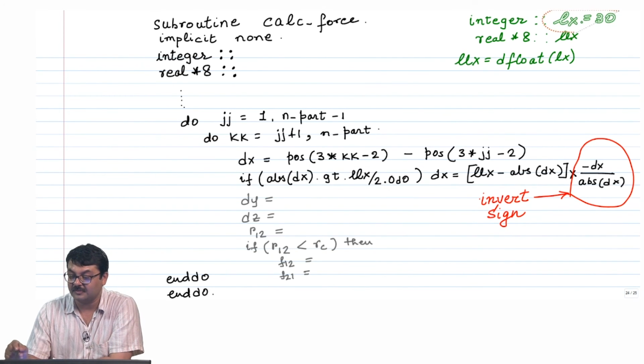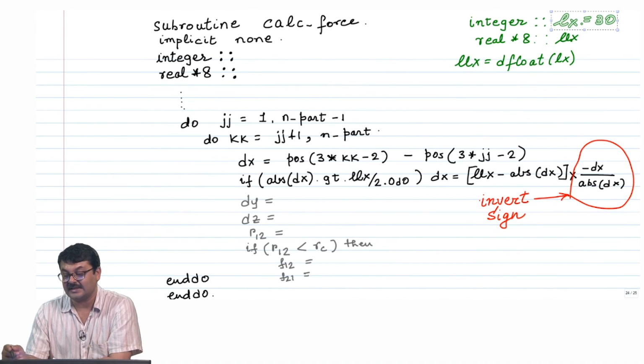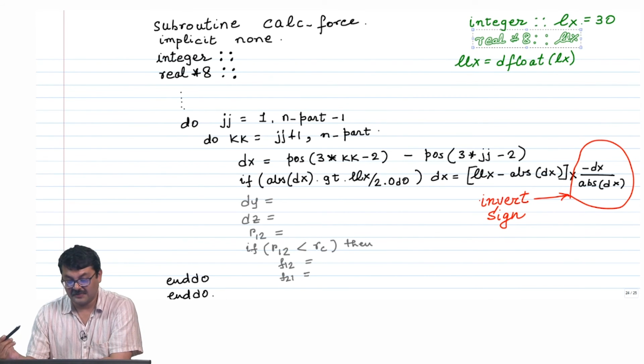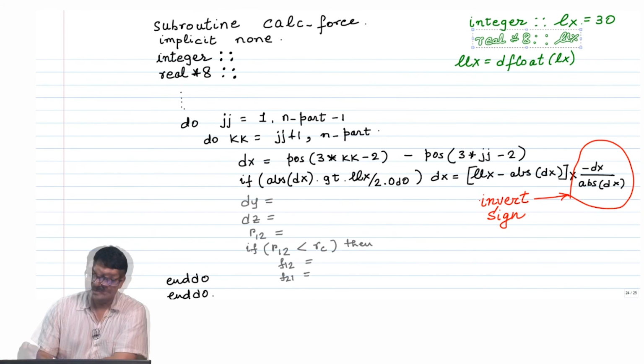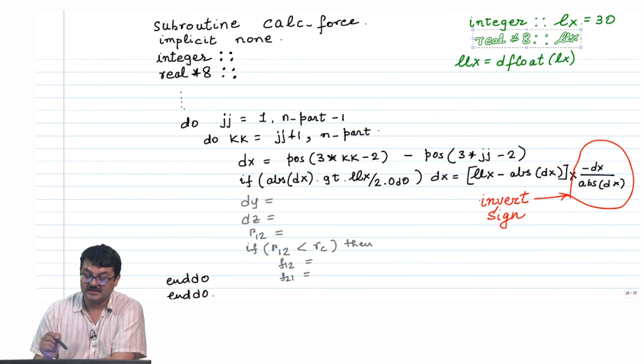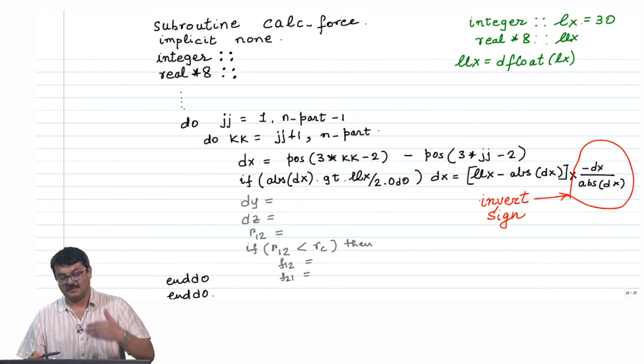Suppose the size of the box in the x dimension was Lx, just imagine equal to 30. Then you could basically define a variable LLX, which is real*8, and LLX is nothing but dfloat, the real version of Lx. So if you define Lx as an integer variable, you have defined LLX to be the same variable, but now as a float, a real.